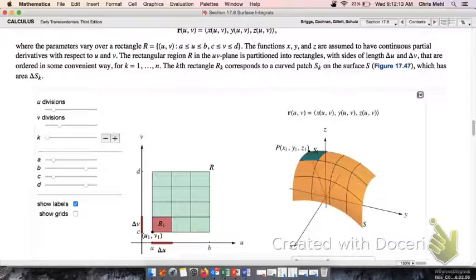So if you look at the interactive figure in the textbook, you have a first rectangle in the bottom left corner. Let's say that that's R1. The width would be delta U, and the height would be delta V. And that rectangle R1 gets mapped onto the surface on the right. You can see that little shaded patch S1.